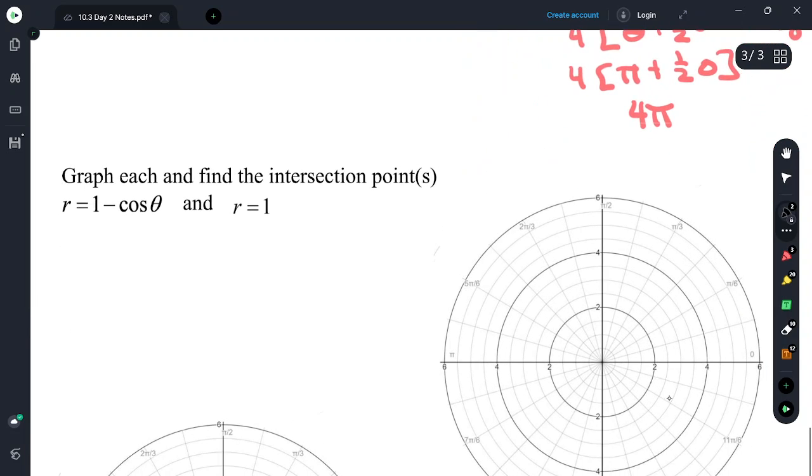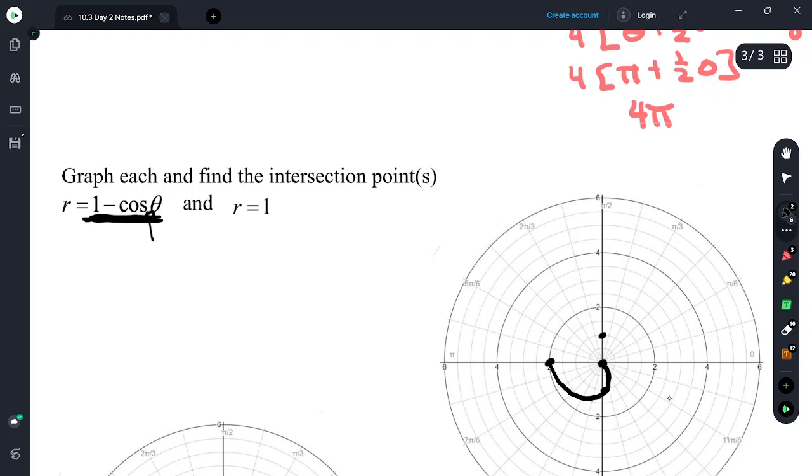Graph each and find the intersection points. So this right here, we're going to count by pi over 2's, because we're going to double this coefficient right here. Well, cosine of 0 is 1, so we get 0. Cosine of pi over 2 is 0, so we get 1. Cosine of pi is -1, so we get 2. And then cosine of 3 pi over 2 is 0, so we end up with 1. So it looks like this.